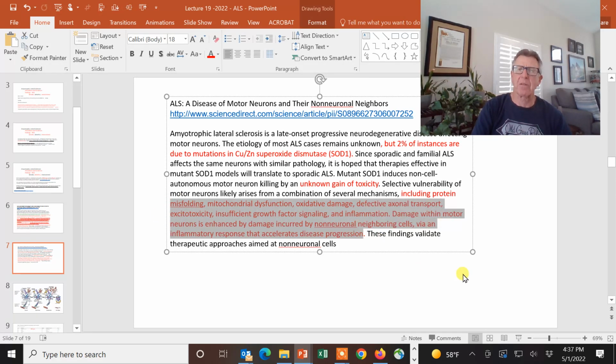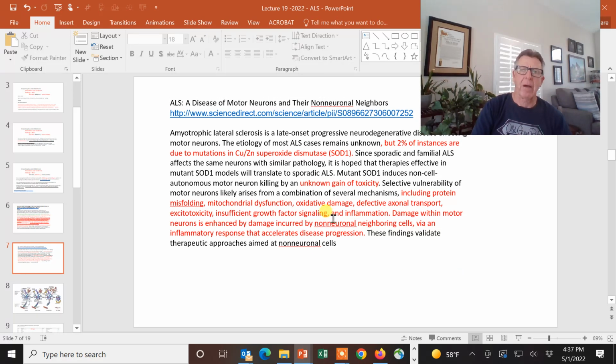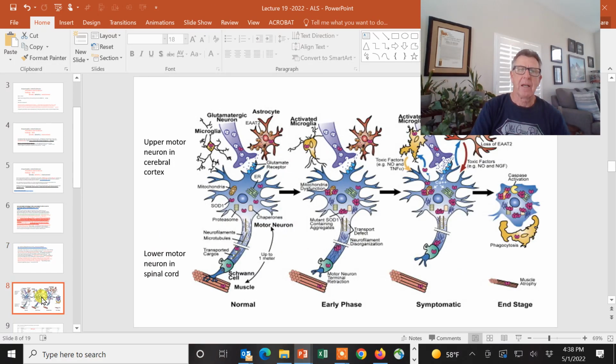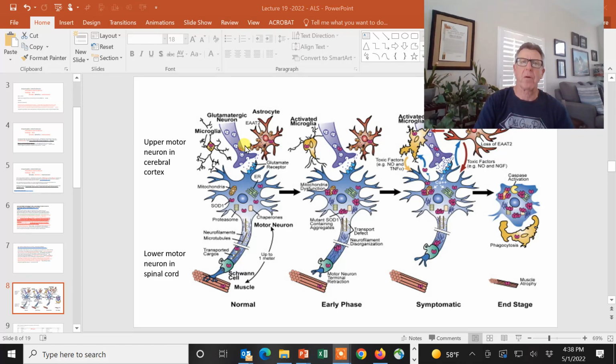It causes all the things that you should read right here: free radical damage, oxidative damage, axonal transport problems, excitotoxicity. And this just shows you the progression of both upper motor neuron and lower motor neuron disease. Every patient's different in terms of whether or not you have full upper and lower motor neuron involvement. In the end stage, though, you can see this massive atrophy of the muscles from the loss of the lower motor neurons.